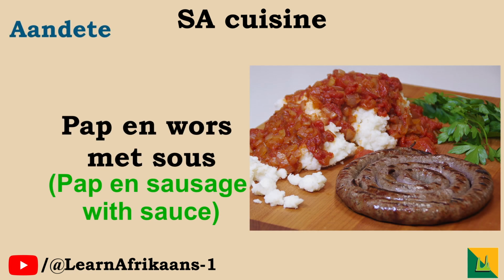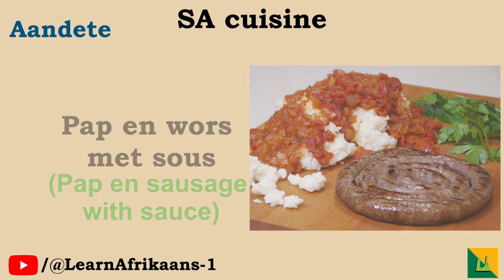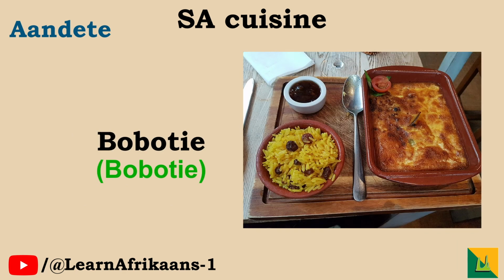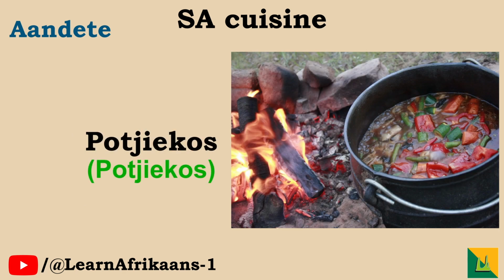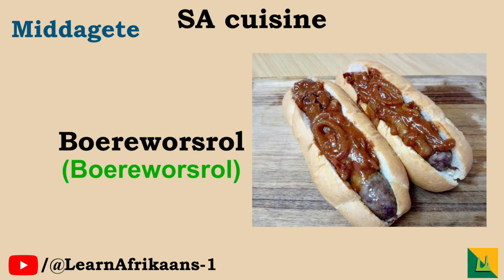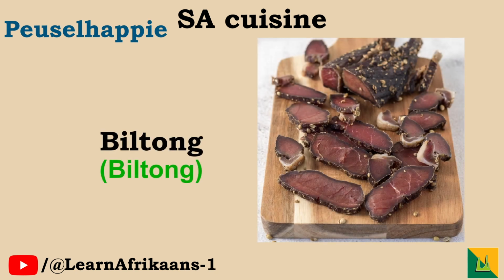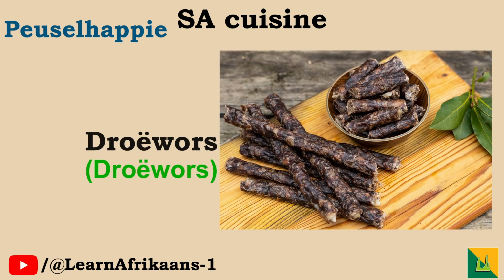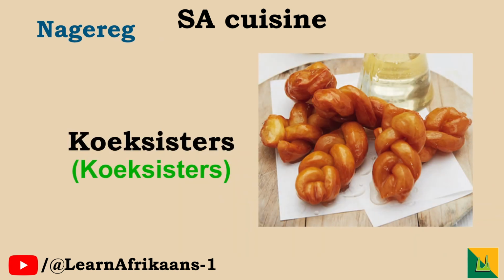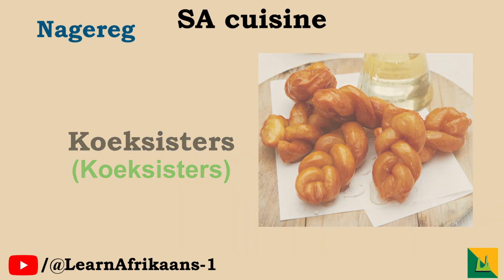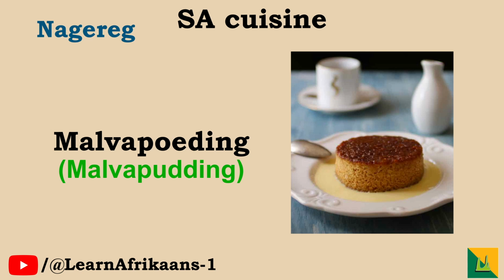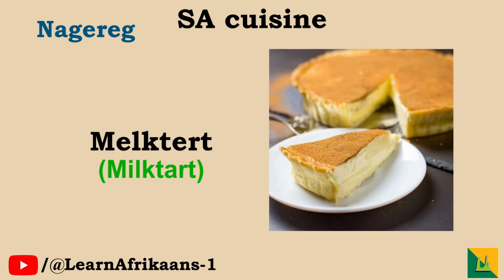Pap en wors met sous. Bobotie, potjiekos, boereworsrol, biltong, droewors, koeksisters, malva pudding, melktert.